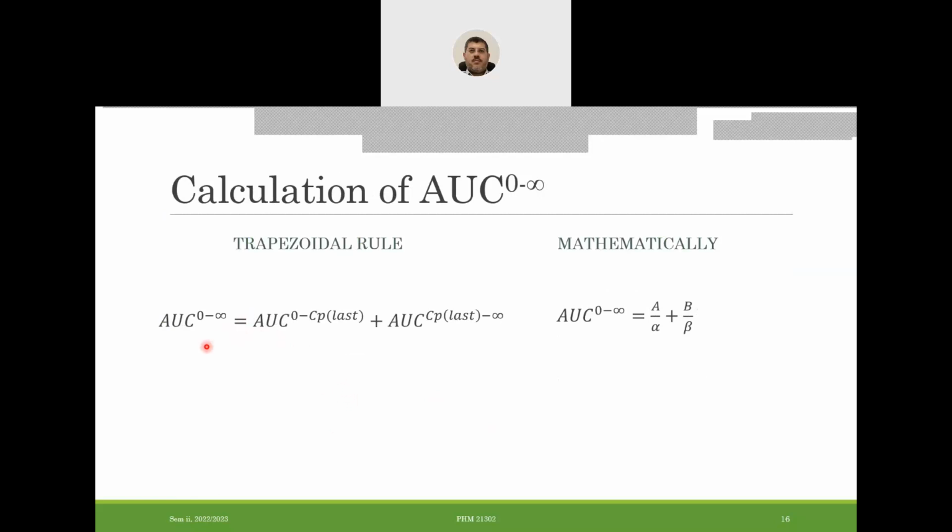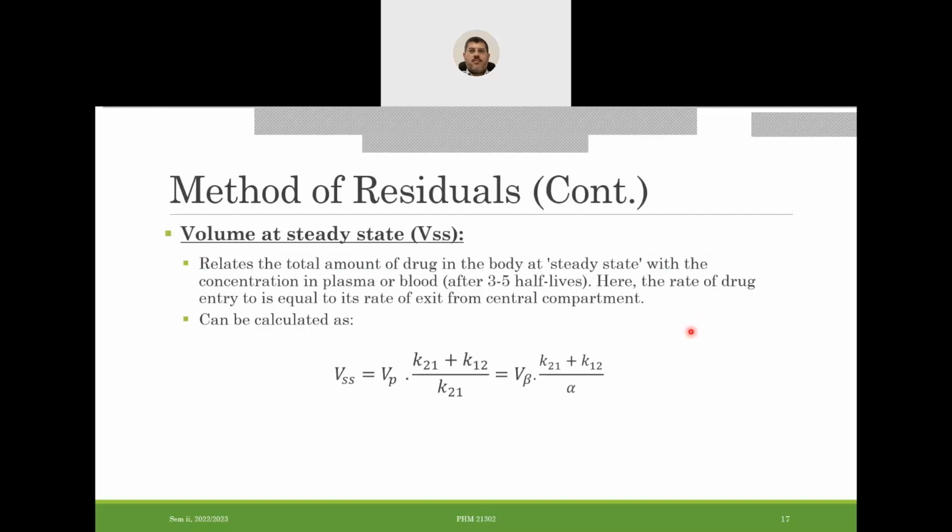If you want to calculate AUC, the same equation we know before, you can use the trapezoidal rule. AUC equals the AUC from 0 to the last measured concentration plus the AUC from the last measured concentration until infinity. Another way to calculate it mathematically is to divide the intercept of each phase by the slope of that phase: A divided by alpha plus B divided by beta.